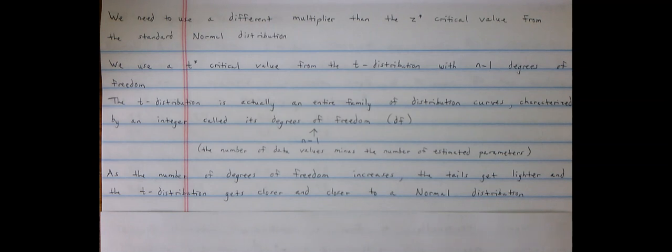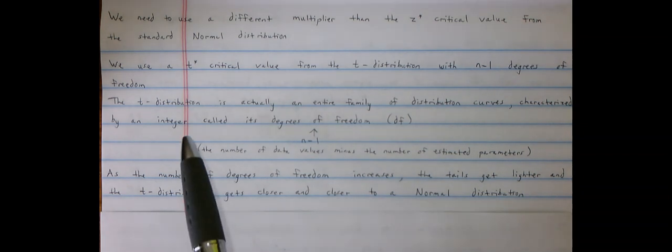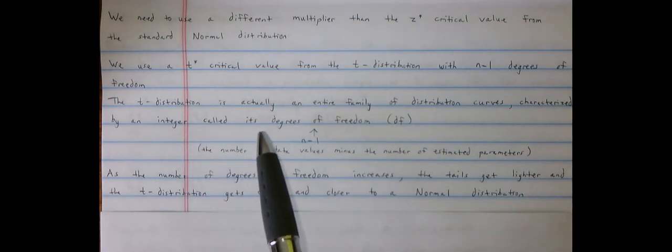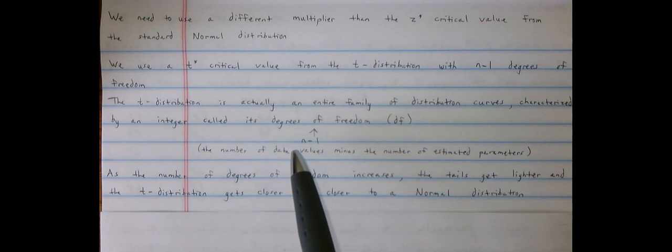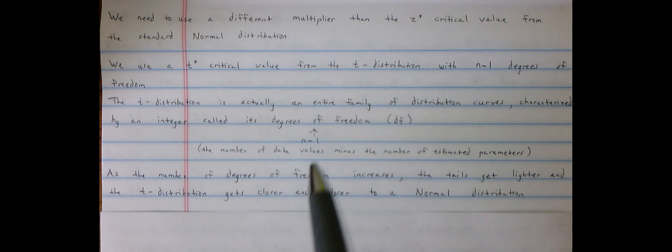Gosset published under the pen name Student, and for that reason the t-distribution is often referred to as Student's t-distribution. The t-distribution is actually an entire family of distribution curves, similar to the normal distribution. We know the normal distribution is characterized by the mean and standard deviation, while the t-distribution is characterized by an integer called its degrees of freedom. And in this case, the degrees of freedom is simply the sample size n minus 1.